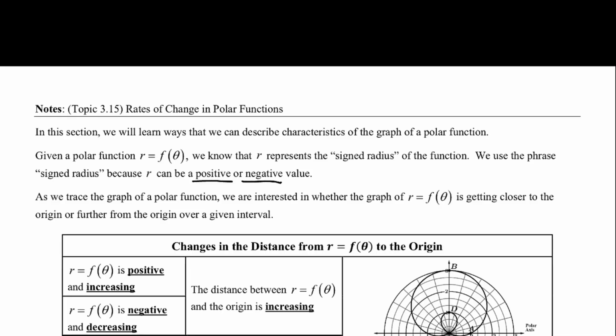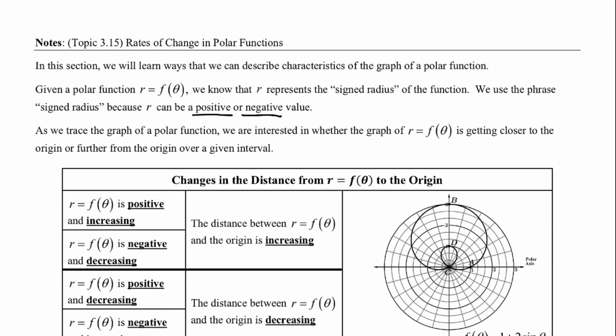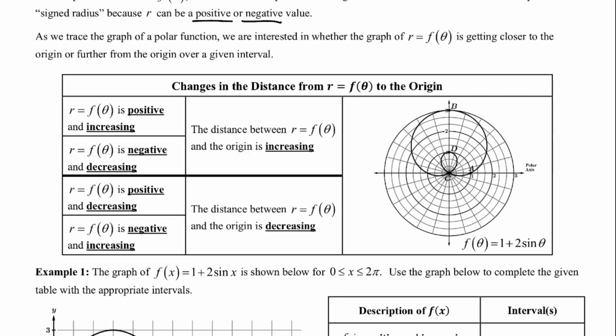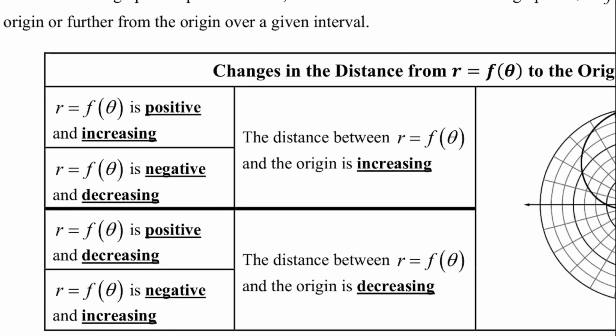So as we trace the graph of a polar function, we're normally interested in whether the graph of r is getting closer to the origin or further away from the origin. A couple things to keep in mind. If these are matching, if your graph is both positive and increasing, or both negative and decreasing, the distance between your radius and the origin is going to be getting bigger. It's going to be increasing, but these have to match, be the same.